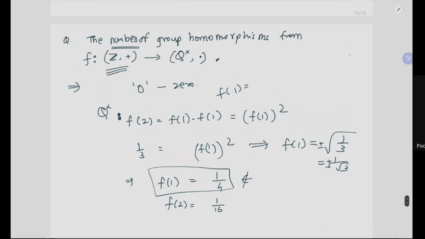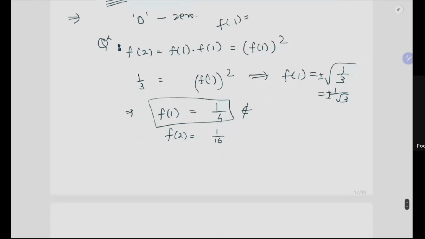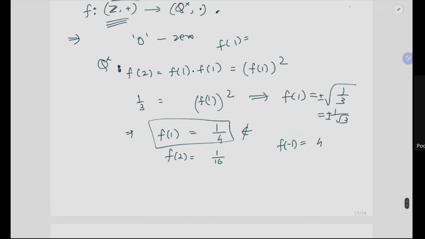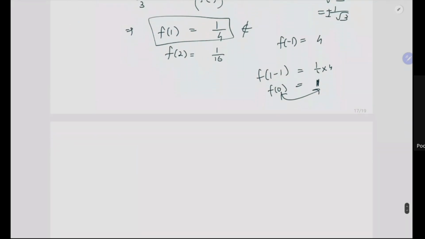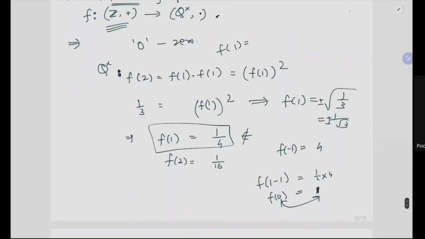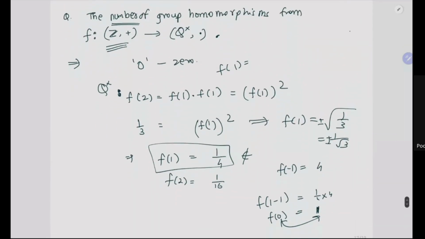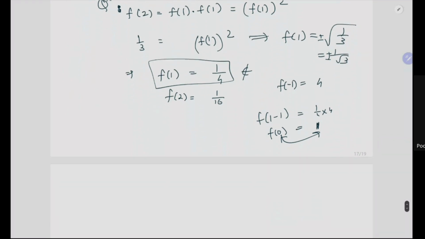Because we can always choose, for example, this is one group homomorphism. And here f of minus 1, we can define it to be 4. Then f of 1 minus 1 will be 1 by 4 into 4. Then this will be my 1 and here it is f of 0. So the identity here is going to the identity here. So in that case, there will be infinitely many such functions that would exist.